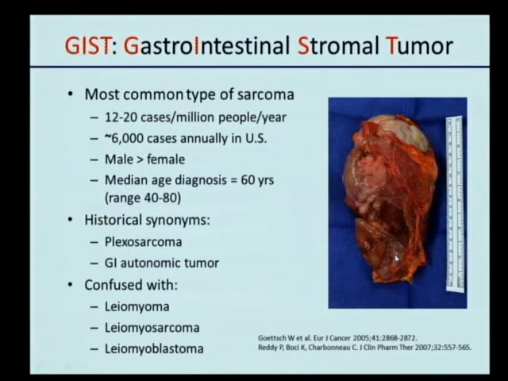So GI stromal tumors, or GIST, are fairly uncommon. There are about 12 to 20 per million people per year in the United States, which accounts for about 6,000 cases annually. They are slightly more predominant in males, with a median age of about 60 years, typically ranging between 40 and 80 years old. Historically, these have been called by many names, including plexosarcomas and GI autonomic tumors. They were often, until the late 90s, confused with leiomyomas, leiomyosarcomas, as well as leiomyoblastomas.